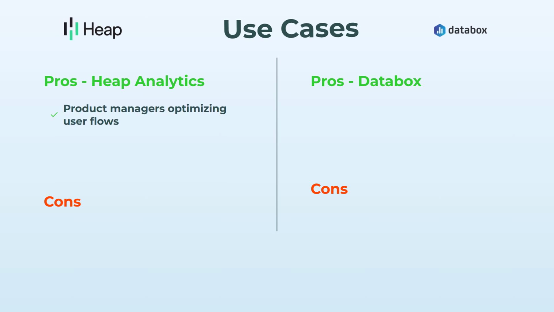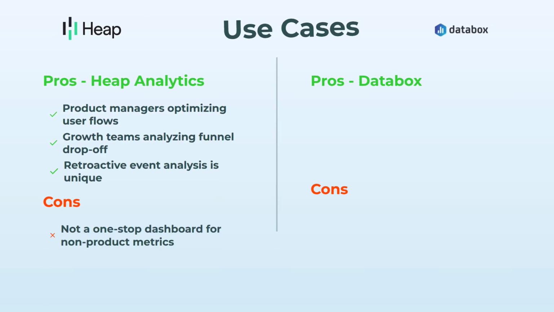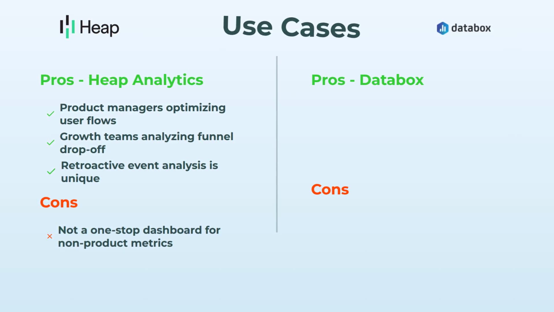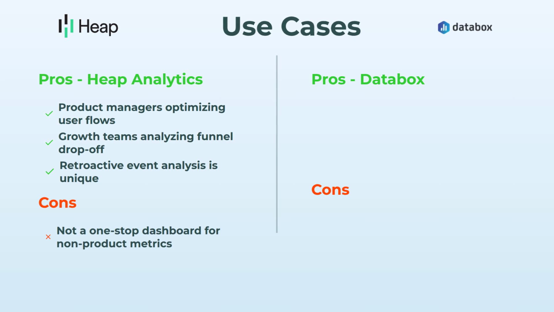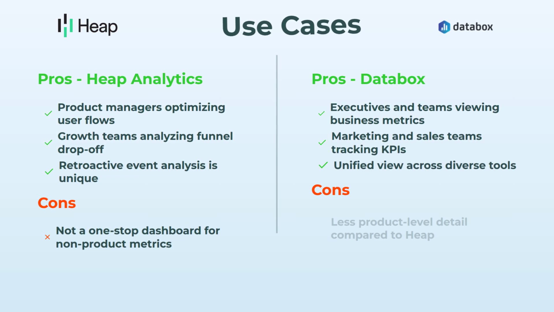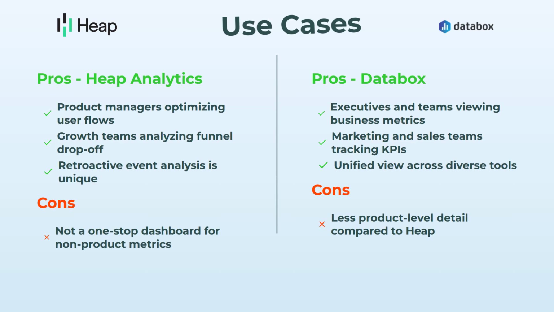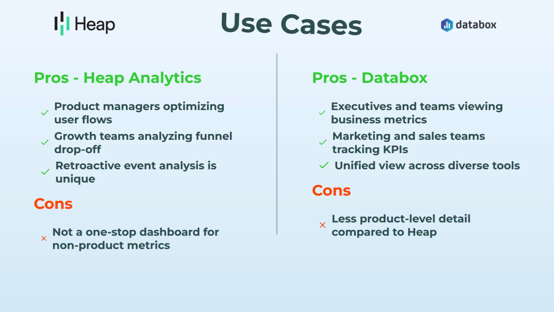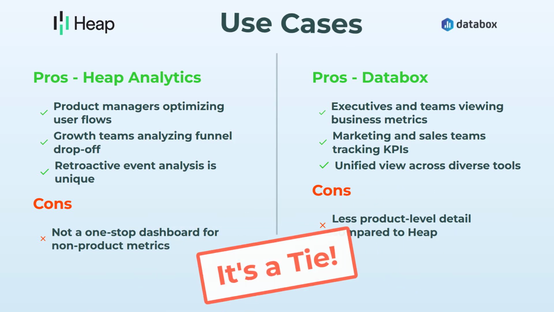For use cases, this is actually a close one. Heap is epic for product managers and growth teams who are obsessed with optimizing user flows and digging into funnel performance. That retroactive event analysis, kind of magic, not gonna lie. On the flip side, Databox shines for execs and marketing folks, anyone who wants to see broad business metrics at a glance. It's the unified view across all your tools. If you're all about granular product details, Heap might be better. But if you care about general business vibes, Databox fits. So yeah, gotta call this a tie.